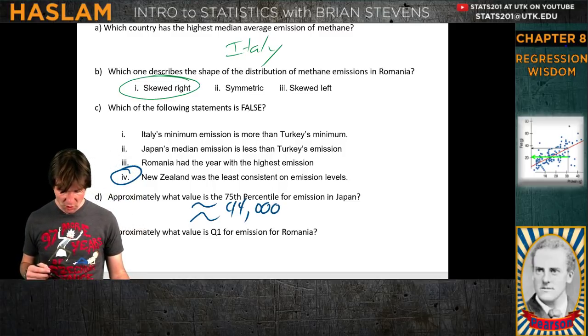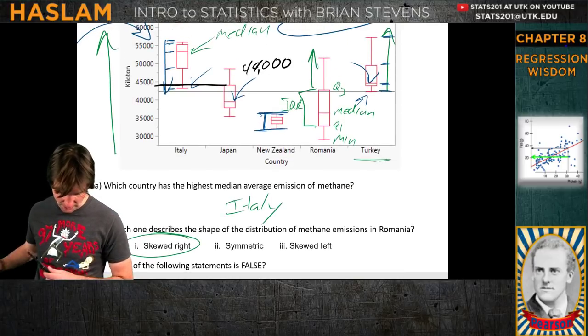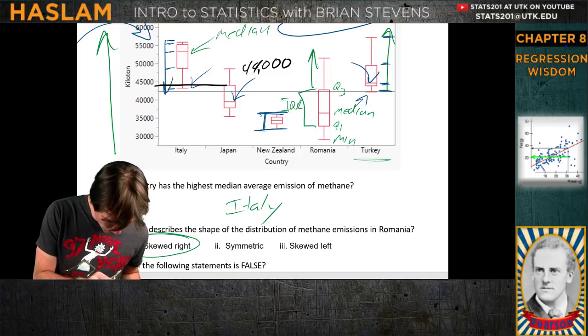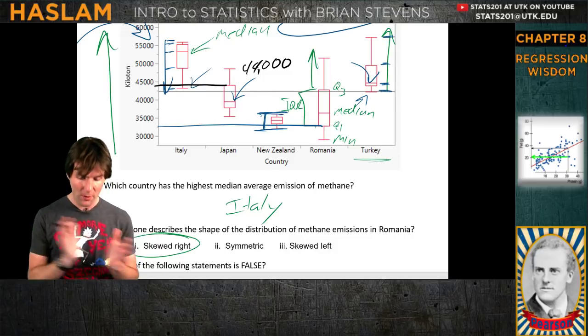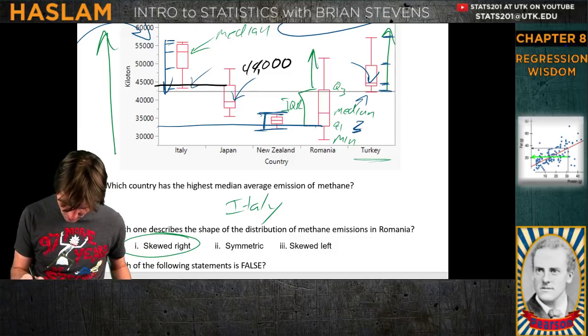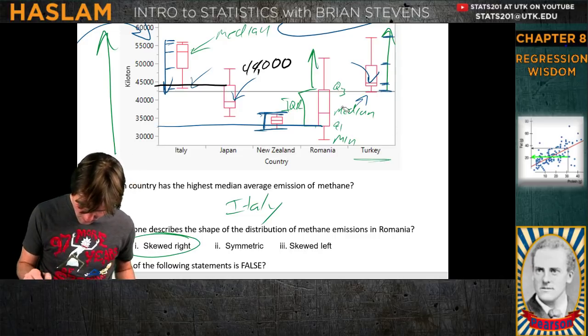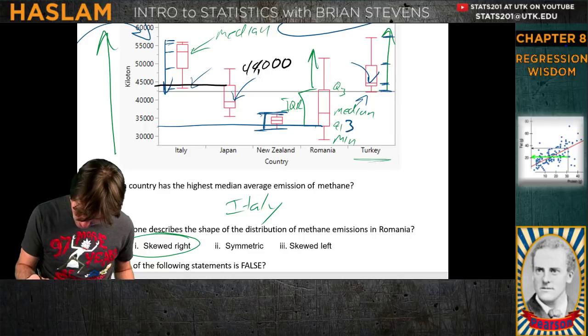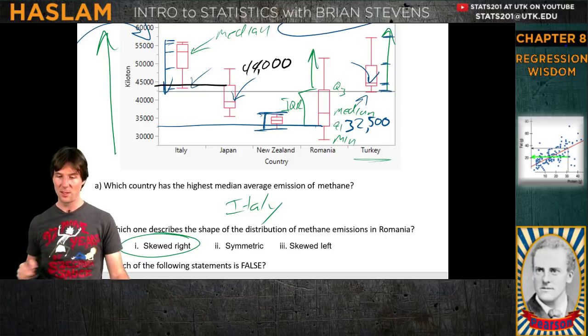Approximately what value is Q1 for emissions for Romania? Q1, just doing our tests of these spots. So now we need to trace a line over here. And let's go to Q1. Oh, wow. That's halfway right there. So we can go 32. Oh, let's redraw that. So that's 32,500. Awesome. That one I like. That one's excellent. That would be great.